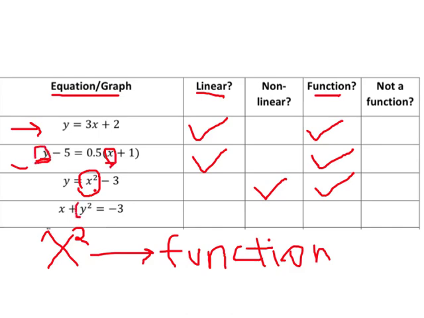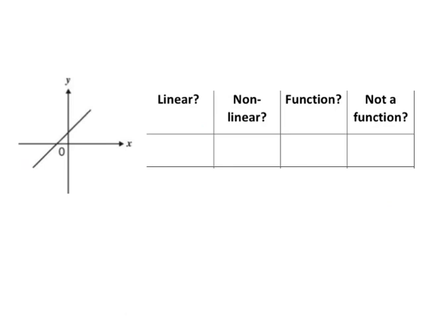And then the last one, we have y squared. Is that a function? No, it's not a function. Is it a line? No, it's not a line either. Now we have two graphs at the bottom of the page. So let's look at this one. Is this graph a line? Yeah, it has a constant rate, so it is a line.